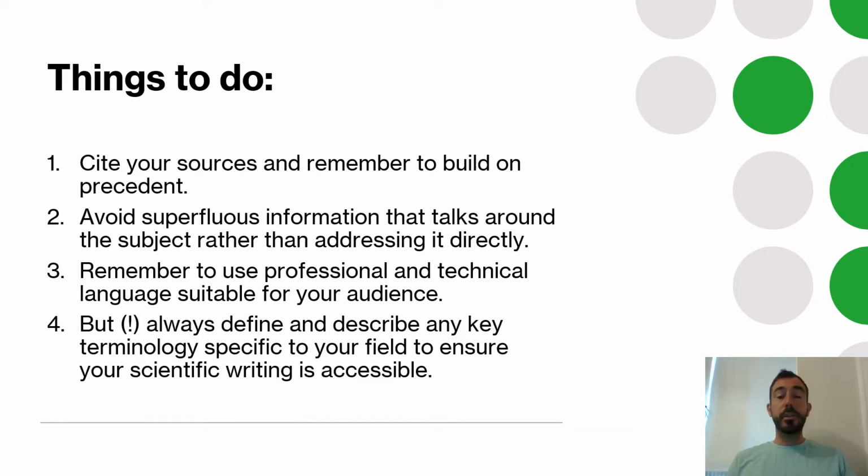Always remember to define and describe key terminology. Just because you're writing for other scientists doesn't mean they're going to have all of the subject knowledge that you do about your research area. So always define key terms, always explain nomenclature, and make sure your work is accessible.